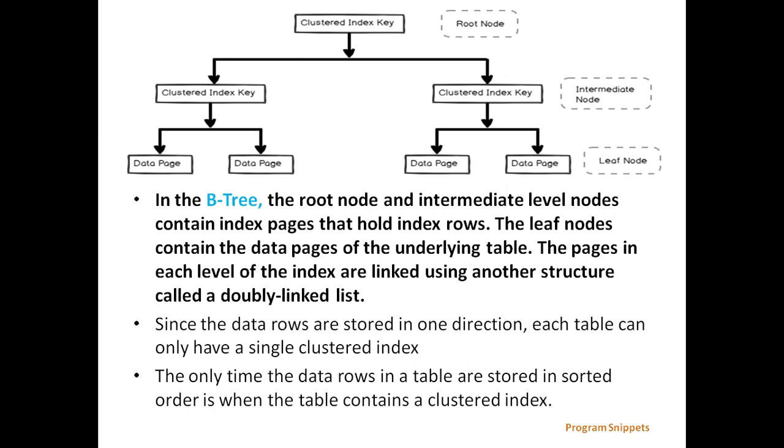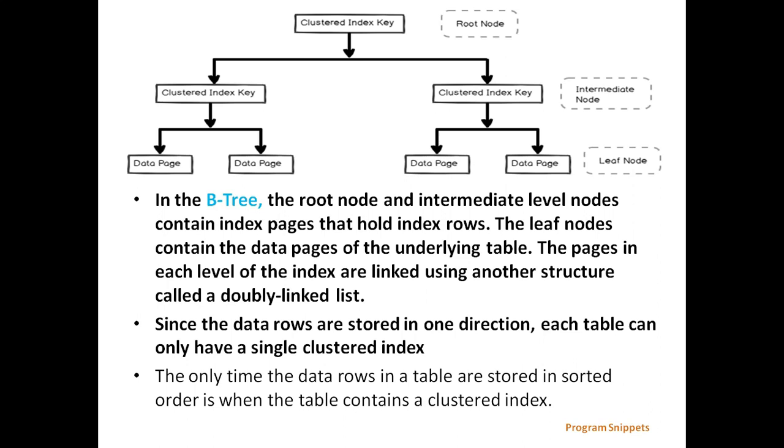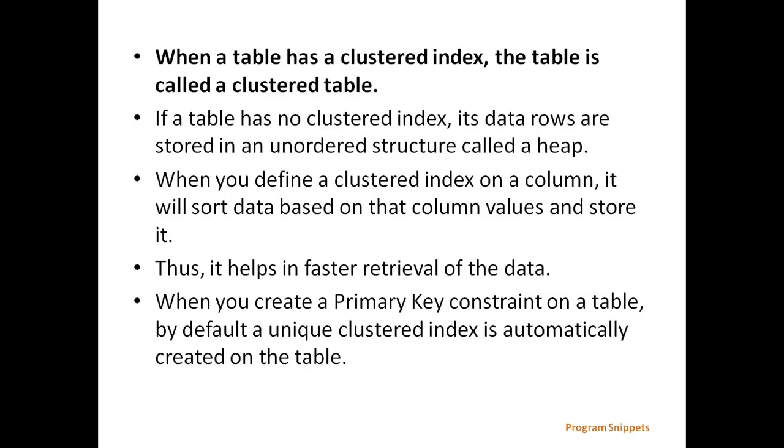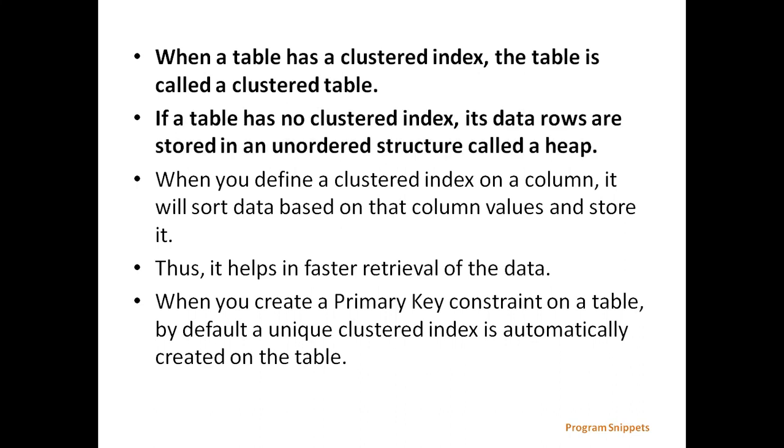The pages in each level of the index are linked using another structure called a doubly linked list. Since the data rows are stored in one direction, each table can only have a single clustered index. The only time the data rows in a table are stored in sorted order is when the table contains a clustered index. When a table has a clustered index, the table is called a clustered table. If a table has no clustered index, its data rows are stored in an unordered structure called a heap.